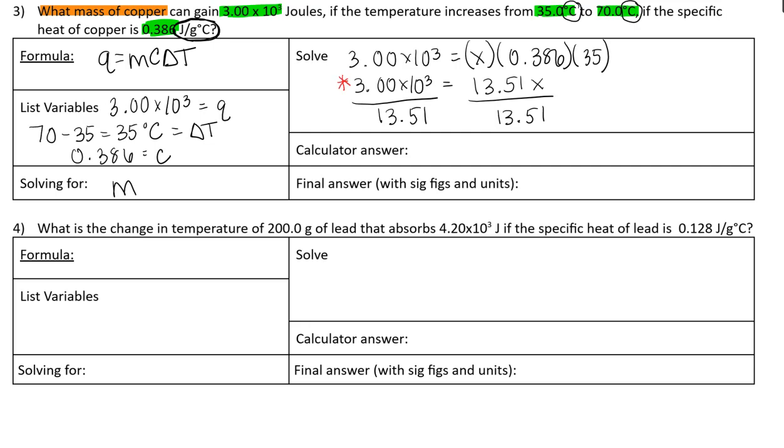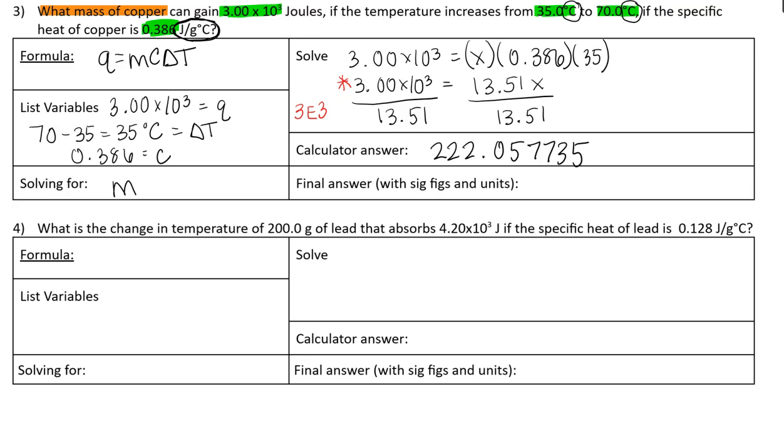To get x by itself, I'm going to divide by the thing that's touching the x. Remember, when you put this one in your calculator, you're going to do 3E3. Okay, that's how we put that scientific notation into the calculator. Divided by 13.51. So my calculator answer says 222.057735, blah, blah, blah.